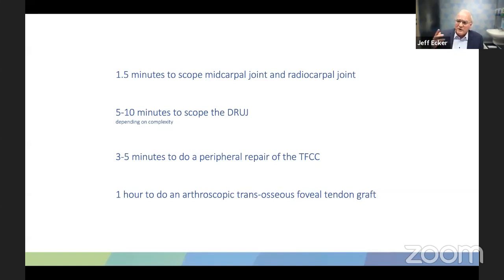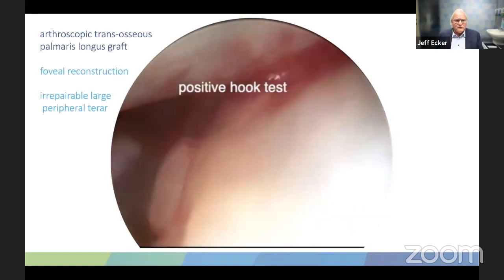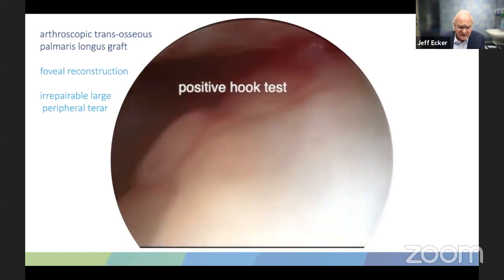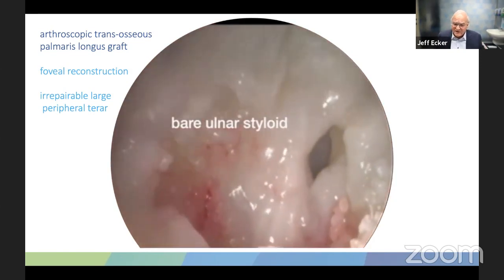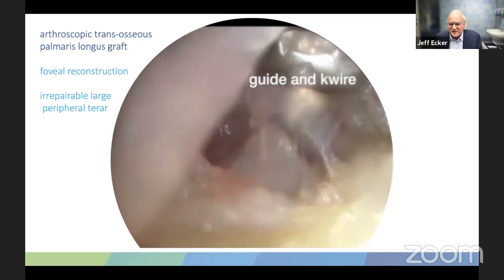You just pass a piece of palmaris longus through the triangular fibrocartilage and through a transosseous tunnel. And this is what it looks like. There's a positive hook test. You can often see the ECU or the extensor digiti minimi in these severe tears. There's a bare ulnar styloid.